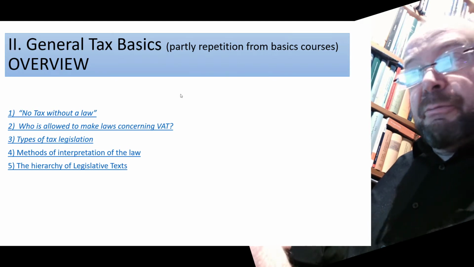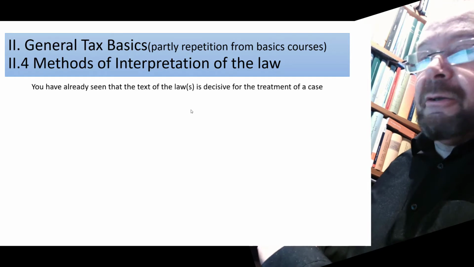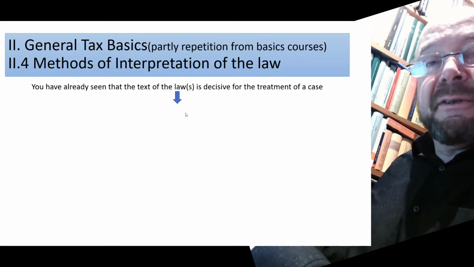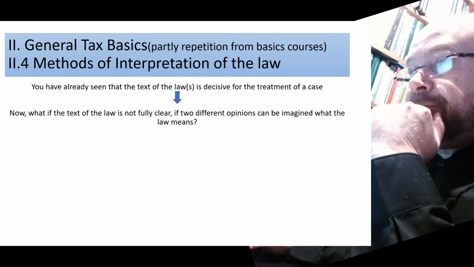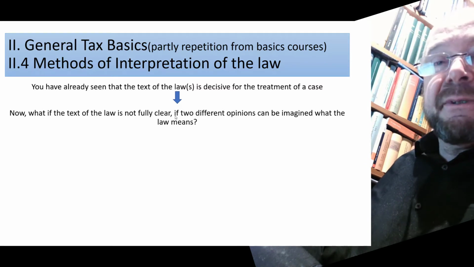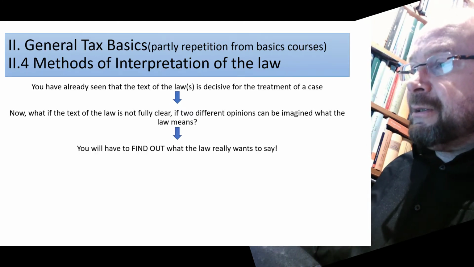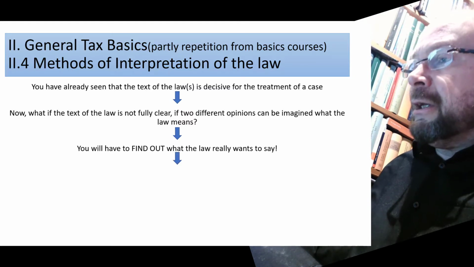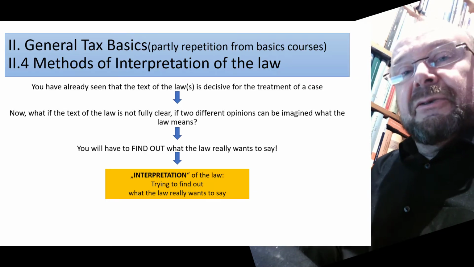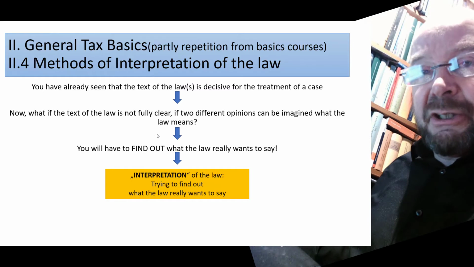Now we have to talk about methods of interpreting the law. So you have already seen that the law is everything when you come to discussing a tax case or you want to find out how something is treated. Now, naturally, no text which a human being ever can write can be fully clear. So what happens if there are two different opinions on what the law wants to say? In that case, you will have to find out what it really means. And interpretation of the law is nothing else than exactly that, to try to find out what the law really wants to say with regard to certain peculiar situations or in general.